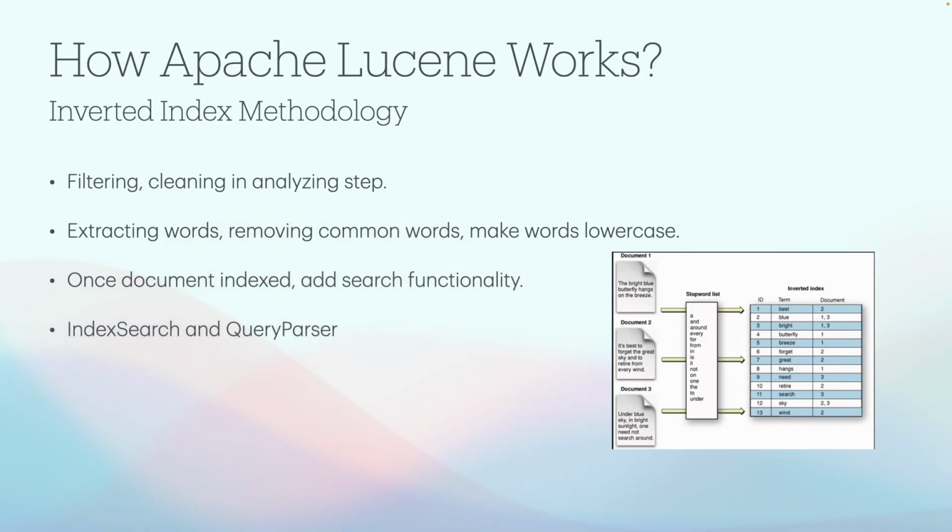So what does the inverted index methodology actually do? It filters, cleans, and analyzes your documents and creates an inverted index table. Extracting words means removing common words, as I told you, using the stop word list, and making all the words lowercase, because for example for the term blue, some letters could be uppercase, and it would be a problem for us to have these terms more than once.